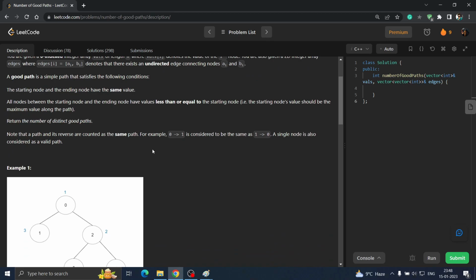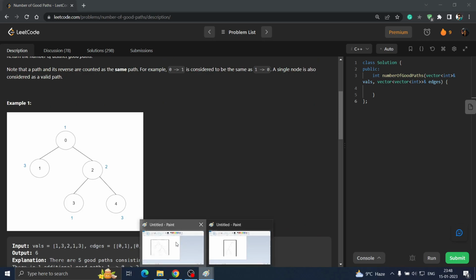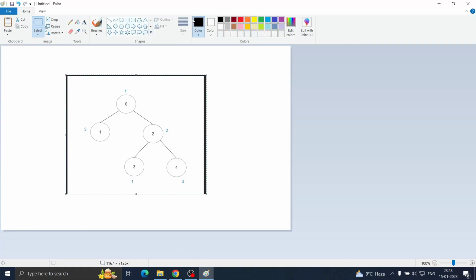So for returning the number of distinct good paths, let us consider the example. They are saying, what is a good path? These all separate nodes are a subtree. Okay, so there are a minimum of n good paths available: 1 2 3 4 5. So 5 is the minimum number of paths available because each of them is individually a good path. Okay, that is what the question is saying. And now we have to find other good paths.